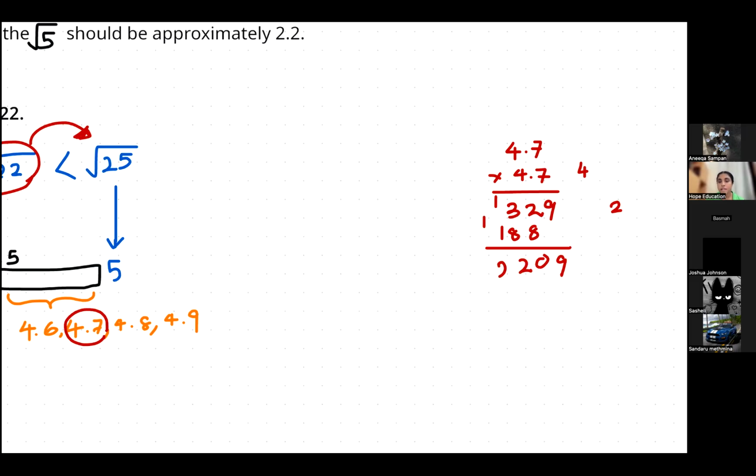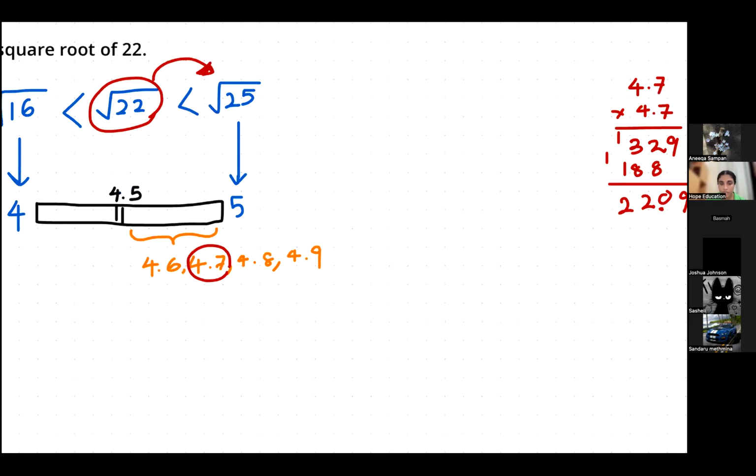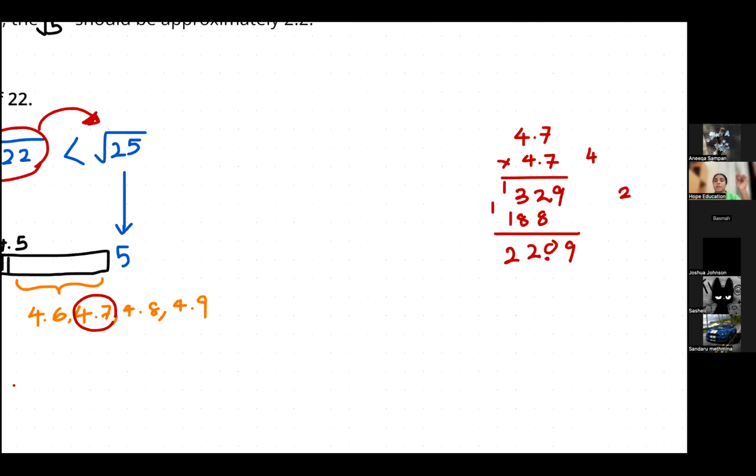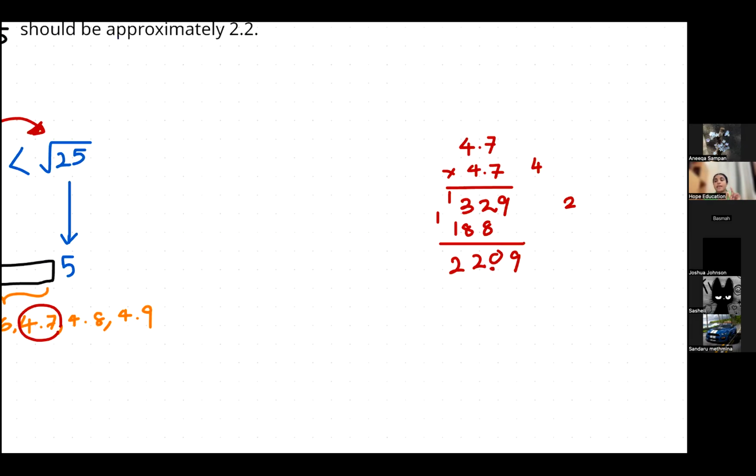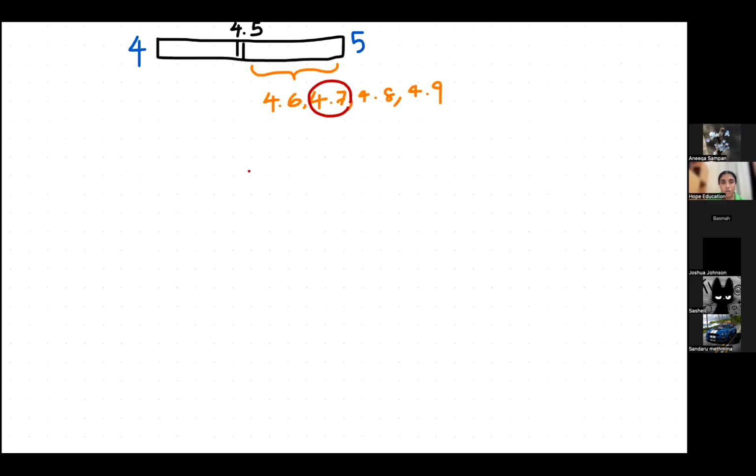Then there are 2 decimal numbers now. 22.09 is the answer I get. Okay. That means 4.7 multiplied by 4.7, I get the answer as 22.09. එහෙනම් 22.09 ගේ square root එක එන්න ඕනේ 4.7.